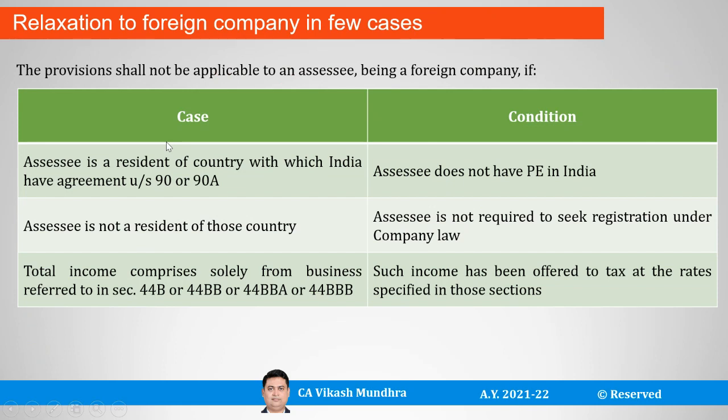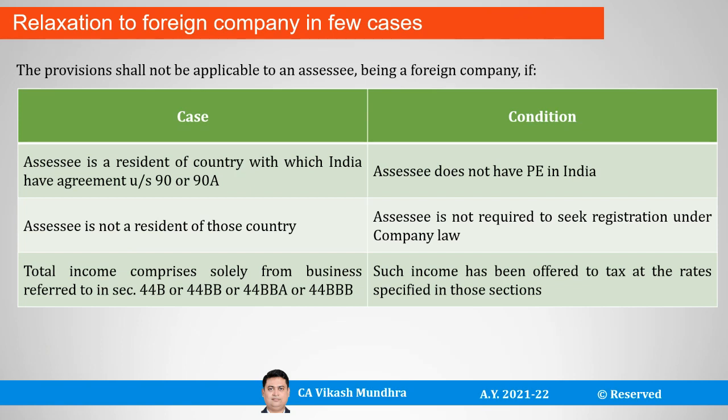Got it? If you have any question, you may ask. Now, we discussed earlier, in case of a few foreign companies, the provision relating to 115JB, that is MAT, is not applicable. What are these? If the assessee is a resident of a country with which India has an agreement under section 90 or 90A, that is a bilateral agreement to avoid double taxation, that is called DTAA. The condition is this: the assessee does not have any permanent establishment in India. If these conditions are fulfilled and there is an agreement with the corresponding country, then the MAT provision is not applicable in case of that foreign company.